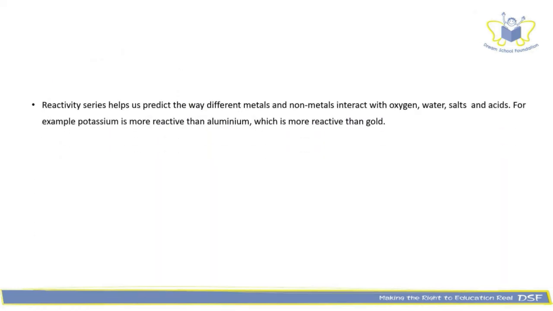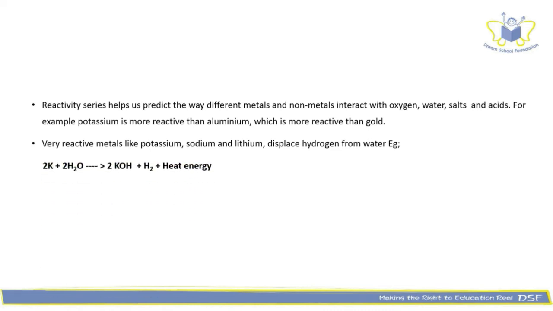We already saw the different aspects of reactivity series. It basically helps us to predict the way different metals and non-metals interact with oxygen, water, salts and acids. For example, potassium is more reactive than aluminium, which is more reactive than gold. Very reactive metals like potassium, sodium and lithium displace hydrogen from water. Example here: potassium reacts with water to give you potassium hydroxide, releases hydrogen and a lot of heat.